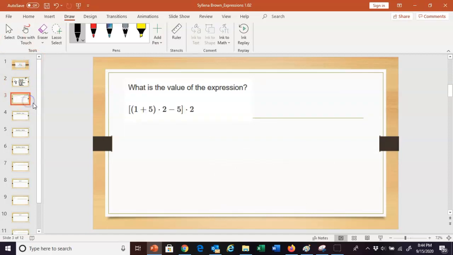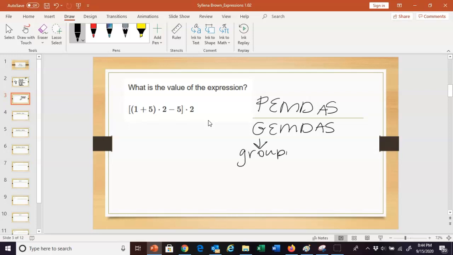All right, let's go to the next example. It says, what is the value of this expression? So again, we're going to remember PEMDAS. You may have heard teachers in the past use GEMDAS. The G standing for grouping symbols. So sometimes we like to replace the parentheses with grouping symbols because you can see in this example, we have multiple sets of grouping symbols or parentheses, right?